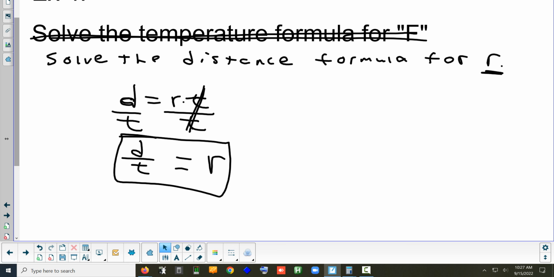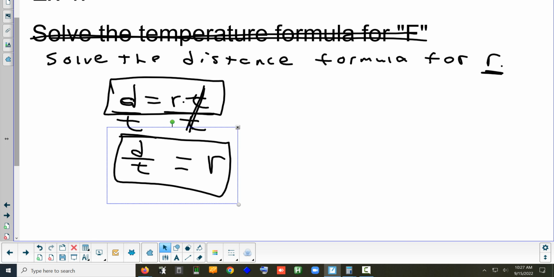Now, that's not a new formula. So the one that you started with right here, distance equals rate times time, this is still called the distance formula. It's just rearranged a different way, but it's still the same. It's like you put on a different shirt. It's still the same person, you just look a little different. It's still the same formula, it just looks a little different because you moved something around.